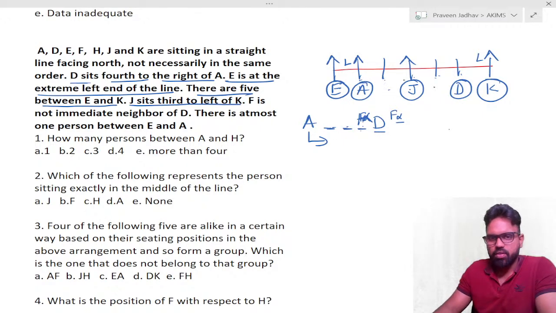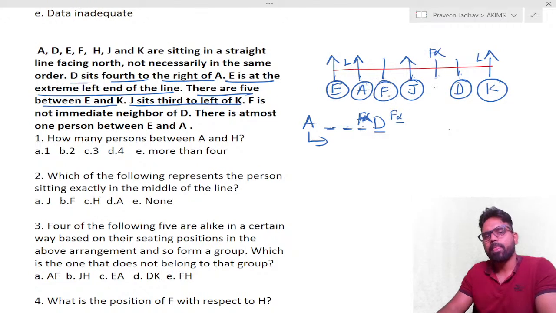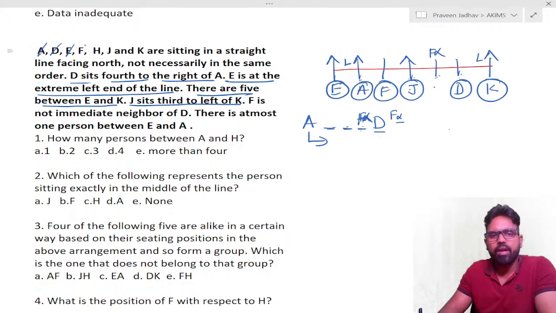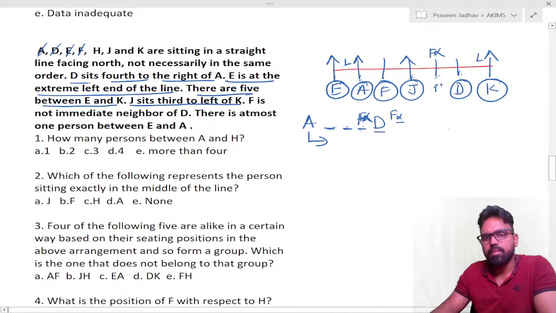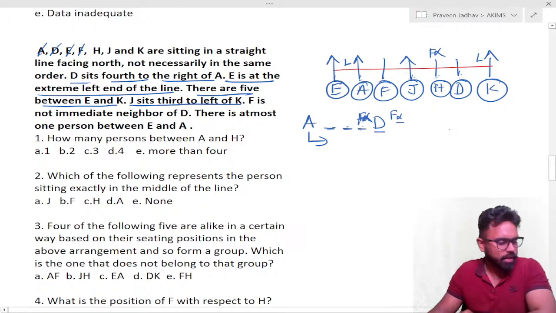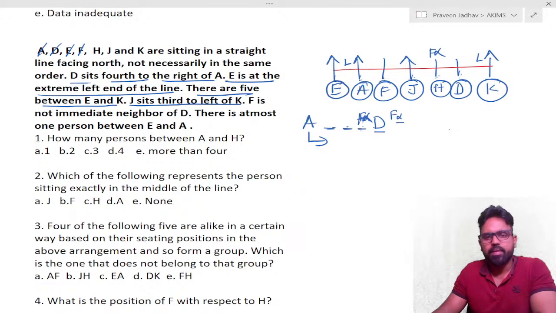A, right, 1, 2, 3, fourth position. First to the right, second to the right, third to the right, fourth to the right. D must come. If D comes here, F cannot come here. F will have to come here. If F comes here, who is the only person that is left out? A is done, D is done, E is done, F is done, H is not done. H will come here. Getting it, everyone? Anybody, any problem? Easy?